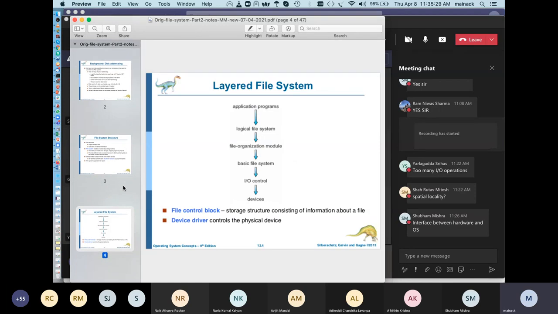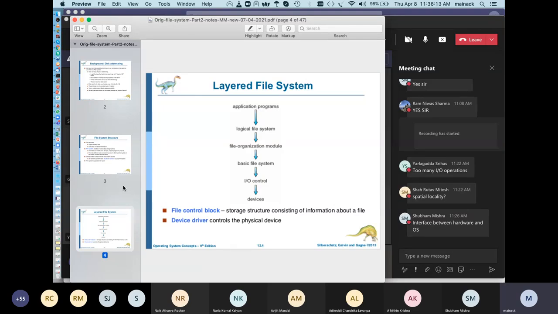FCBs are to files as PCBs, or process control blocks, are to processes. If you look at the attributes from the previous lectures, in the last lecture we even talked about the file attributes, from name to everything. All of them are in a single database called the file control block, FCB. And as I talked about in the previous lecture, the file directory needs to know where in the hard drive the actual data is stored.